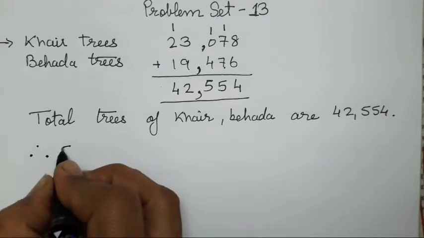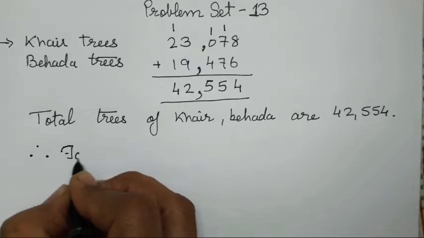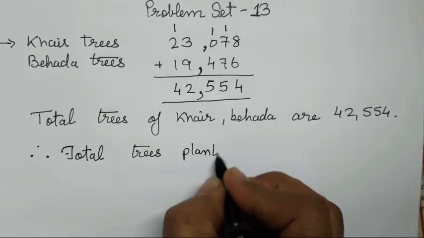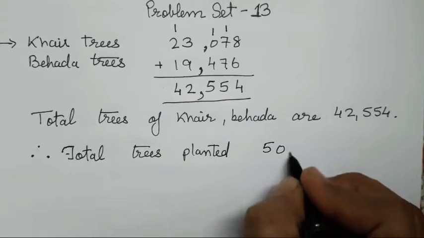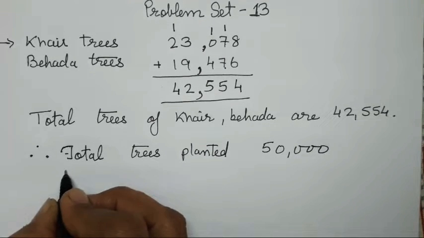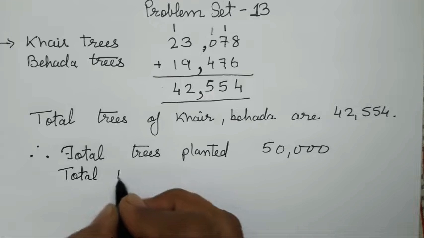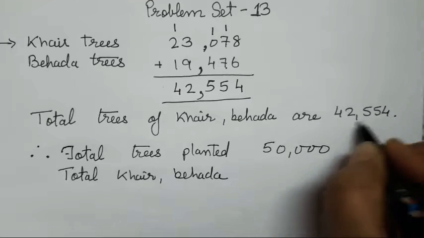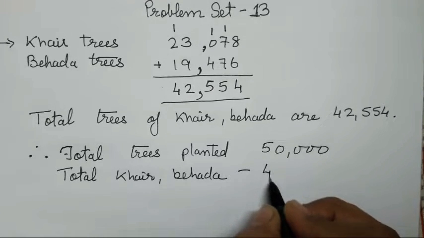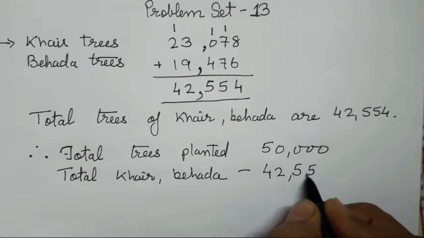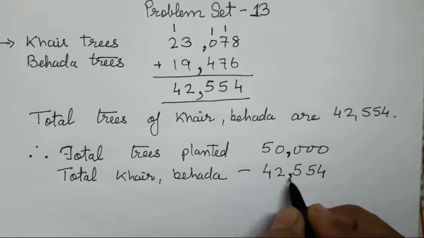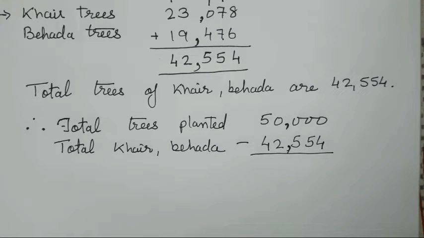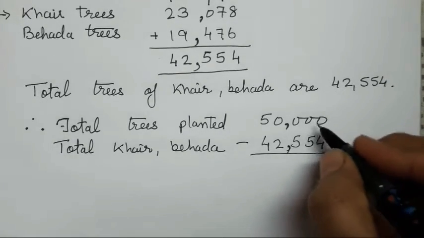Okay, now what you have to do, they have given that they planted 50,000 trees altogether. So therefore, total trees planted were how many? 50,000. Okay, and total care and bihada, because we have got the total, isn't it? That we have to subtract from the total number, so that you will be able to find the other number of trees that were planted from the total amount. Now, how are you going to subtract?